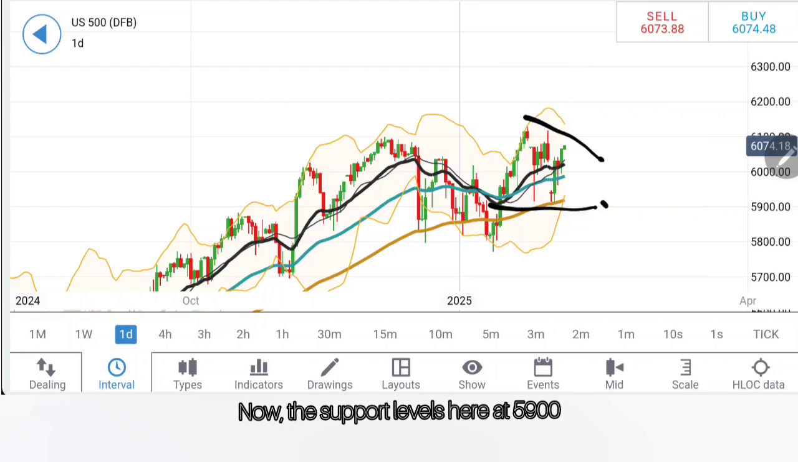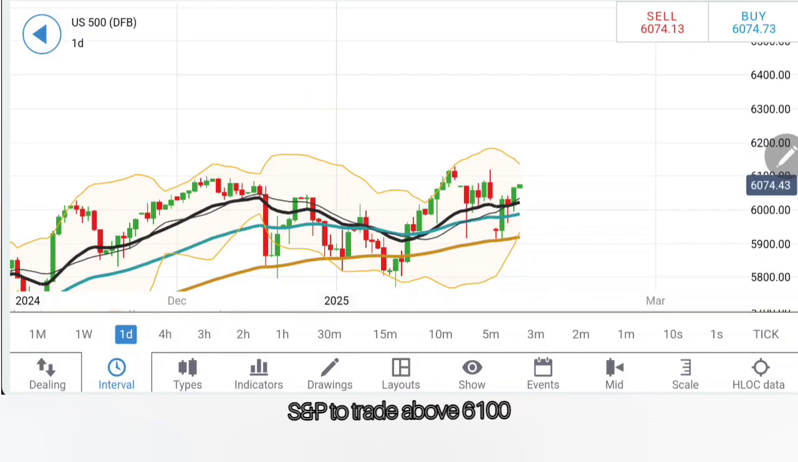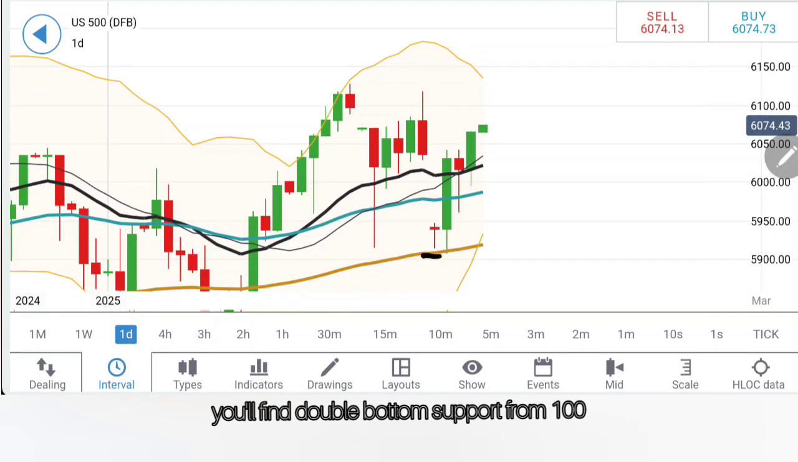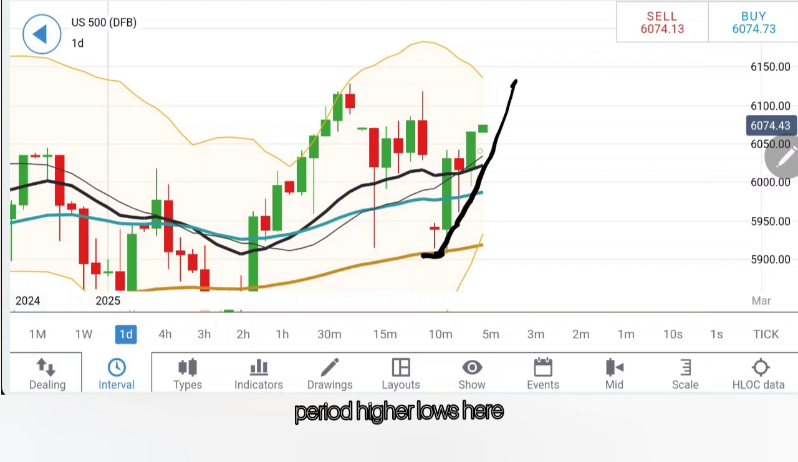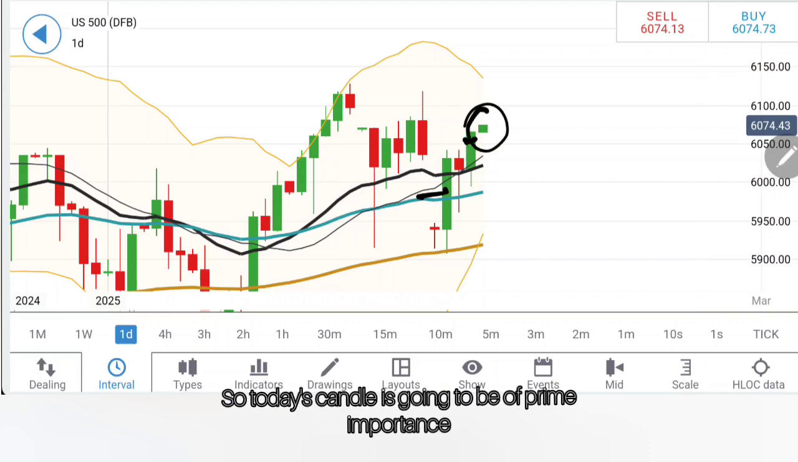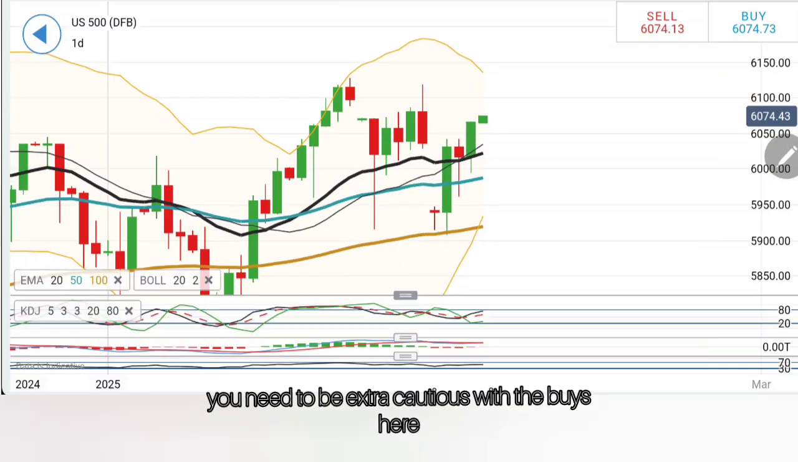Now the support level here is at 5900. So this is a squeeze here, and on the upside it is very important for S&P to trade above 6100, 6120 zone. That will confirm the further rise. Now if you look at the last few candles, you'll find a double bottom, support from the 100 period, higher lows here, lower highs here, and notice the bullishness getting diminished. So today's candle is going to be of prime importance, and thus till 6085, in fact till 6100, you need to be extra cautious with the buys here.